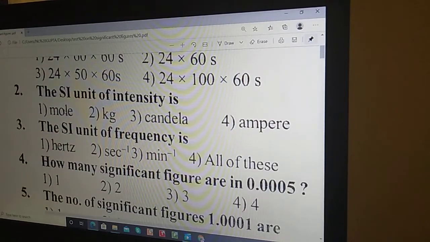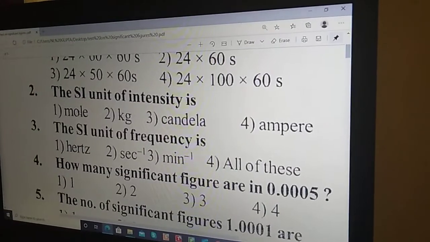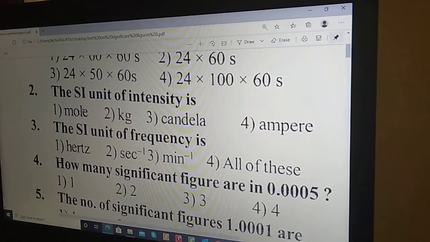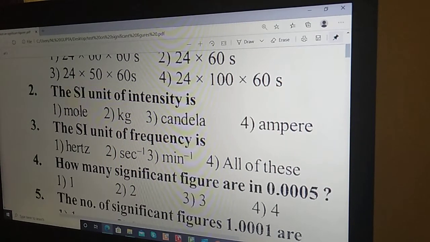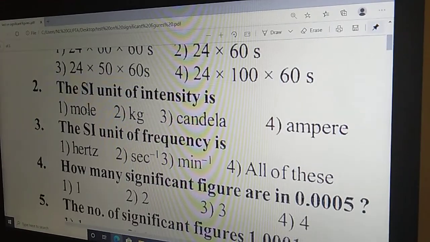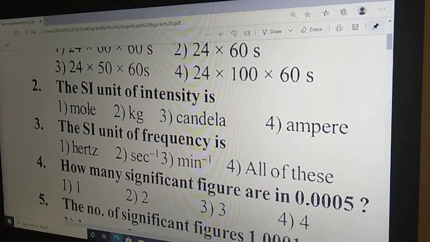Now let us move to question number 3. The SI unit of frequency. Okay, this is quite better, student. If you talk about the frequency, SI unit of frequency. Okay, SI unit of frequency, that we will do on the board, student, for better understanding. First, we are talking about the SI unit of frequency. So one is the hertz, second inverse, minute inverse, all of these. So let us check, student.